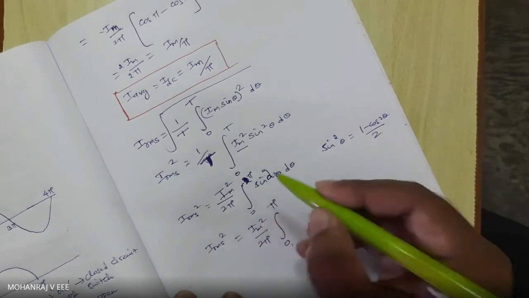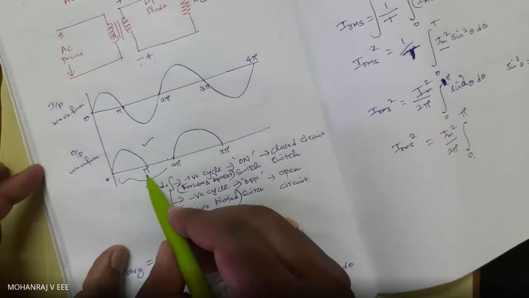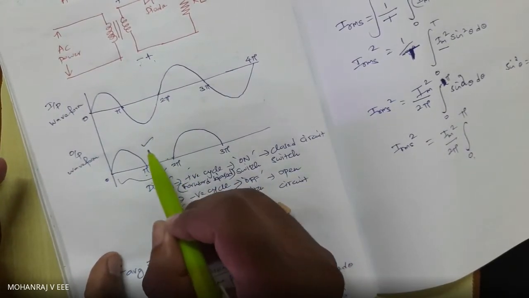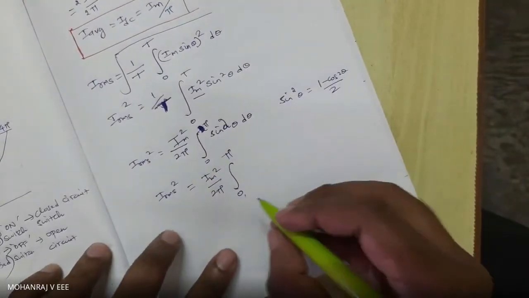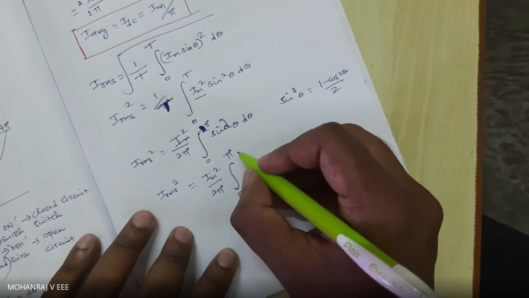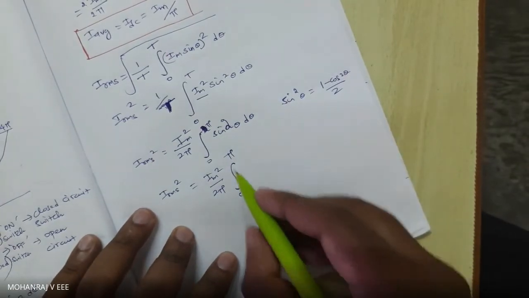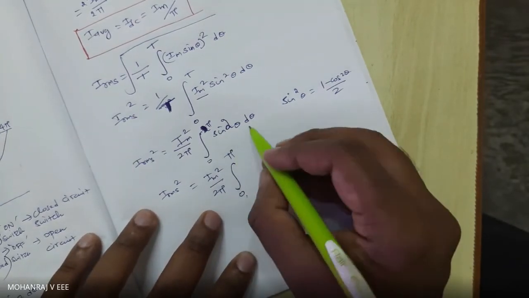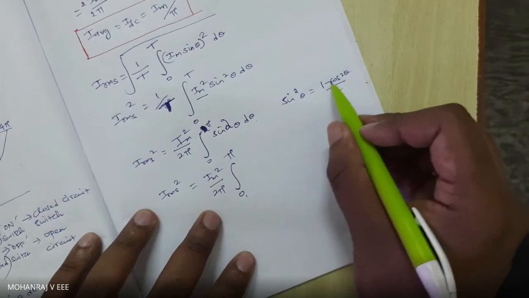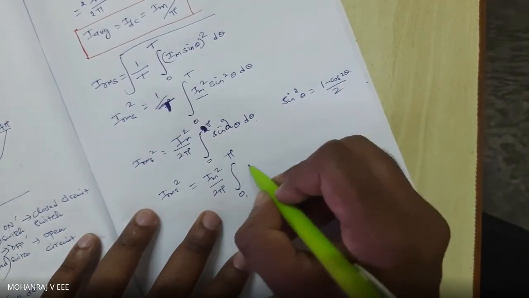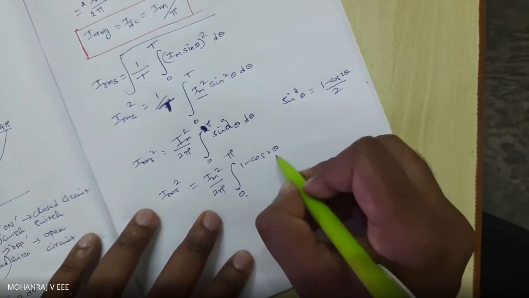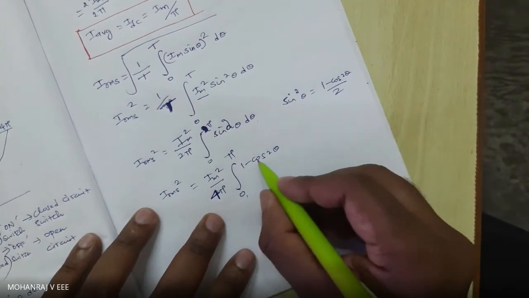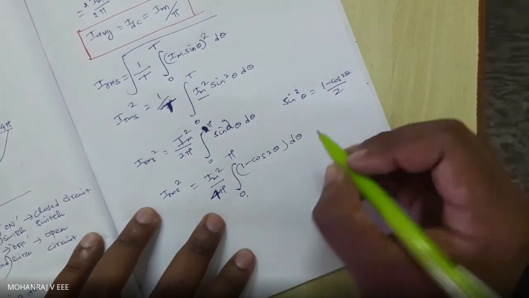Why? Because we can see here from pi to 2 pi, we don't have any waveform. So this is 0. So we have the waveform only from 0 to pi for the time period 0 to 2 pi. So this becomes 0 to pi sine square theta d theta, but we know sine square theta is equal to 1 minus cos 2 theta by 2. So substitute that. We can take 2 outside, 2 into 2 will become 4. So minus cos 2 theta into d theta.